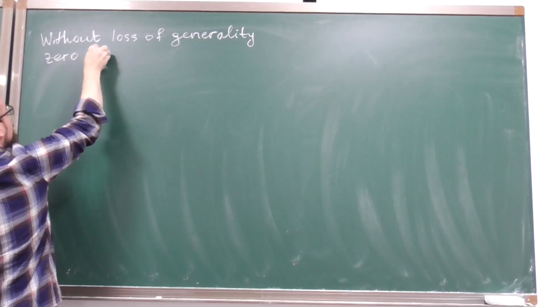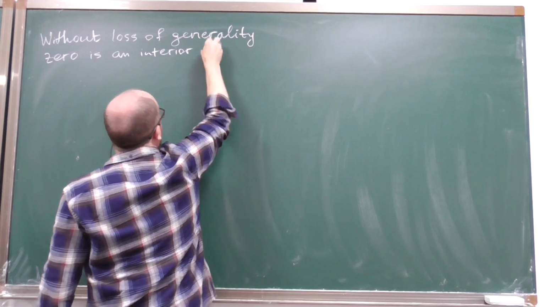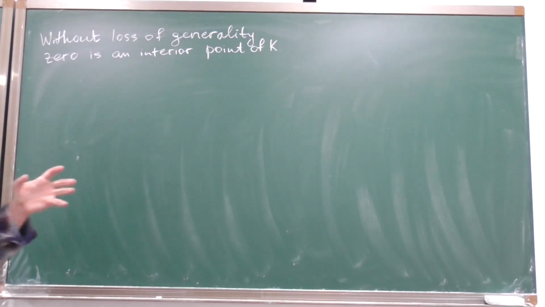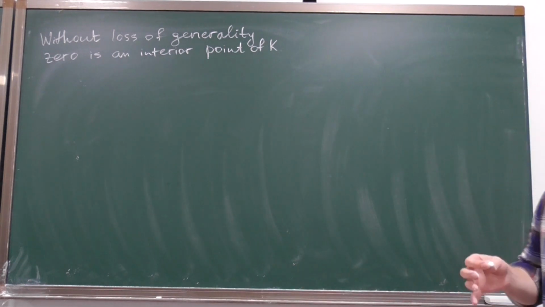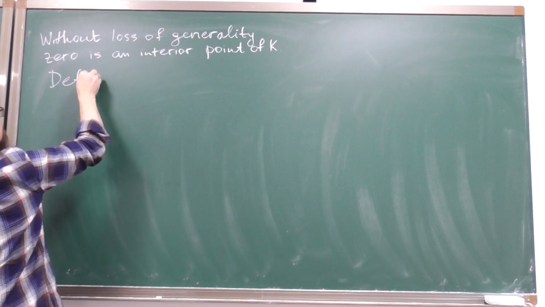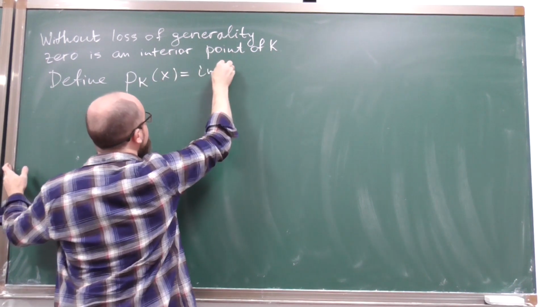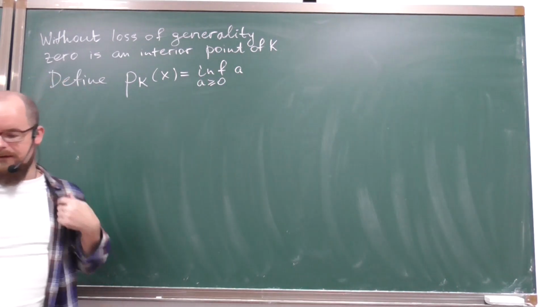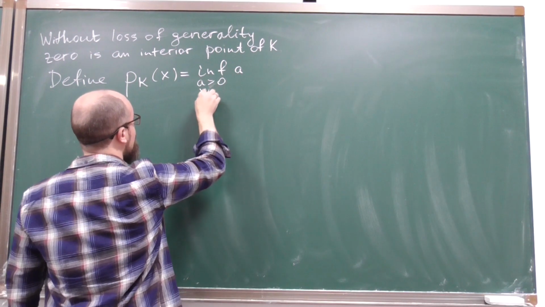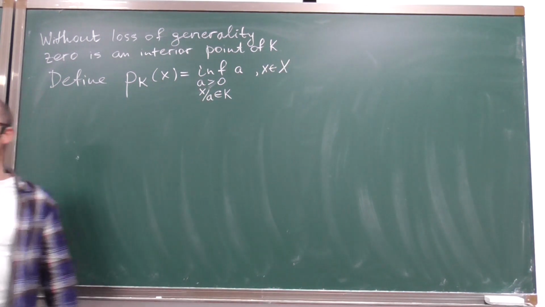Zero is an interior point of K. So now we have a convex set K such that 0 is the interior point of K. And for such a set K, let us define a functional p sub K of x to be an infimum of all a such that a is strictly greater than 0, and x over a belongs to K. And we define this functional on the whole space X.